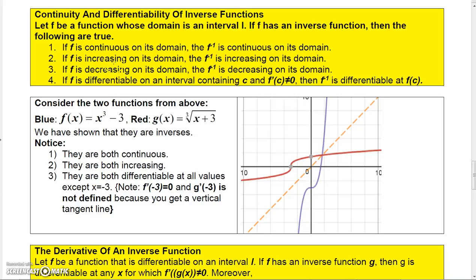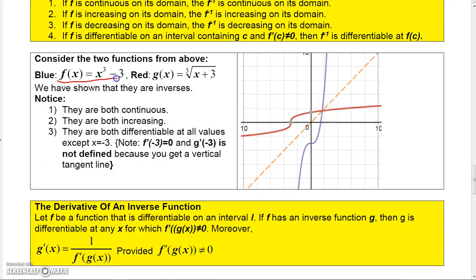If a function is increasing on its domain, the inverse is increasing on its domain. Or if a function is decreasing on its domain, the inverse is decreasing on its domain. And if f is differentiable on an interval containing c, as long as f prime of c does not equal 0, then f inverse is differentiable at f of c. So these are the 2 functions that we found were inverses a few minutes ago.